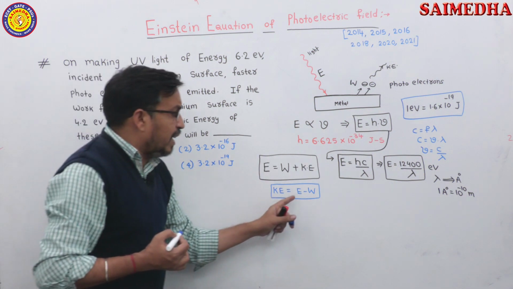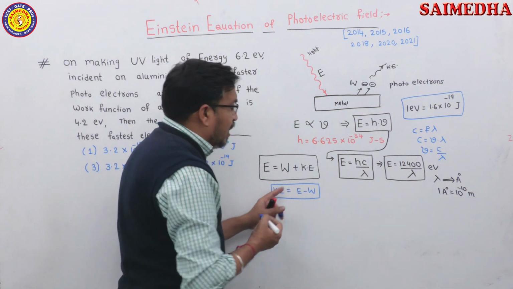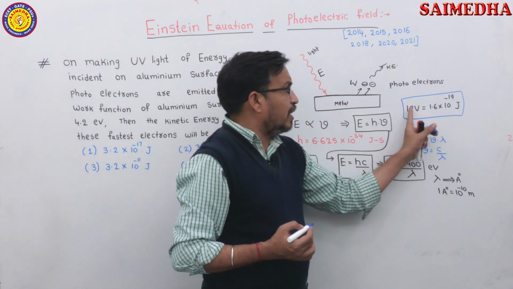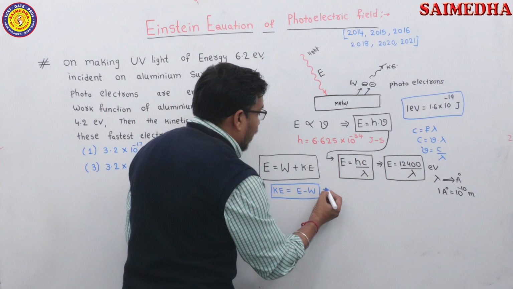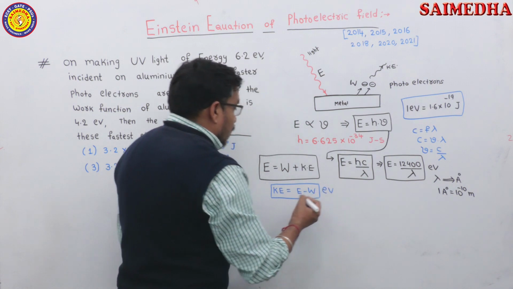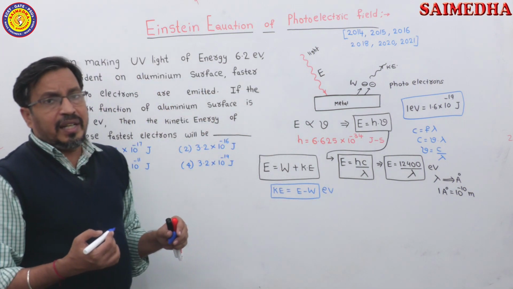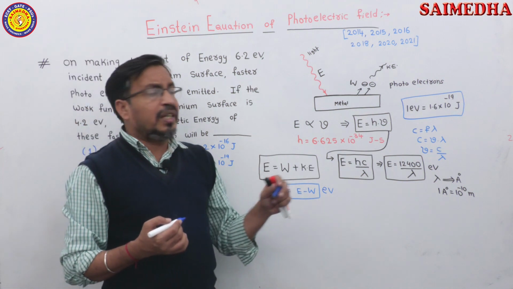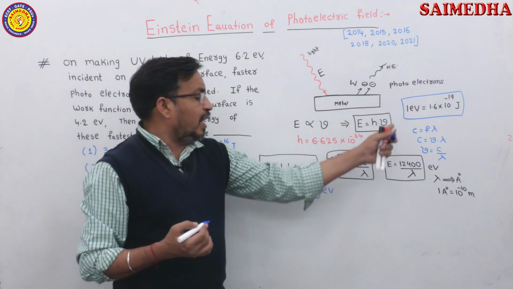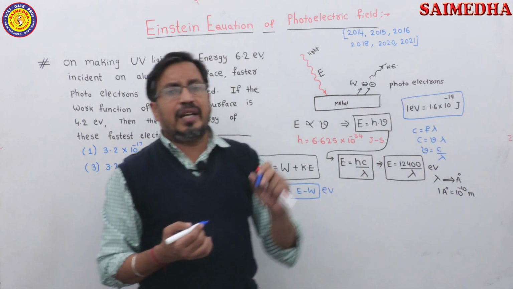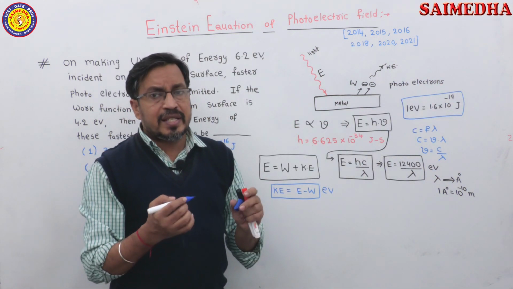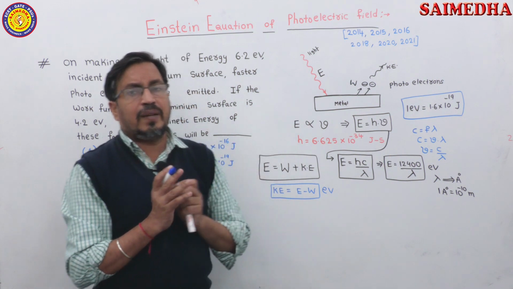When energy and work function are both represented in electron volts, then kinetic energy is also in electron volts. But generally kinetic energy is represented in joules, then you require conversion. 1 electron volt equals how many joules? 1.6 into 10 power minus 19 joules. So this is Einstein photo equation.